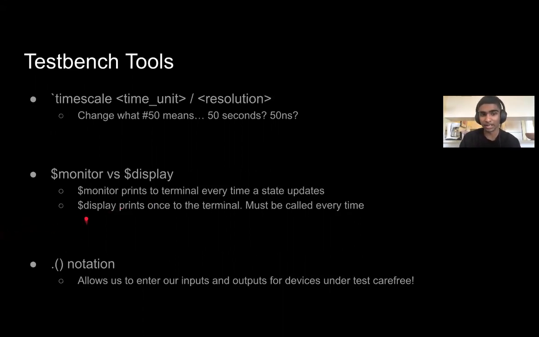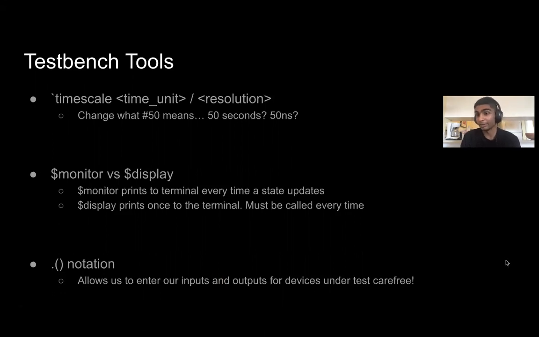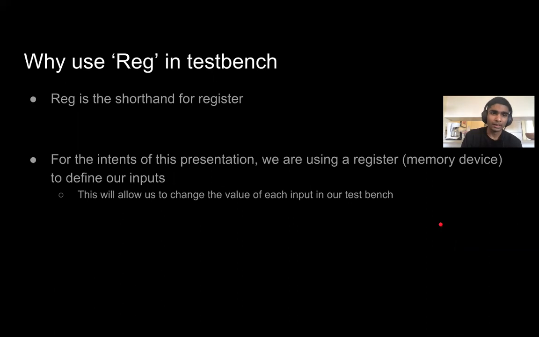That's where display comes in. It prints once to the terminal, and it must be called every time you want to print after that. So if you have 4,000 state changes and you only want to look at 15 of them, that's when you use display. The dot parentheses notation allows us to enter inputs and outputs for devices under test carefree.